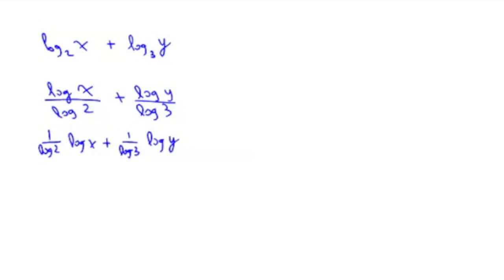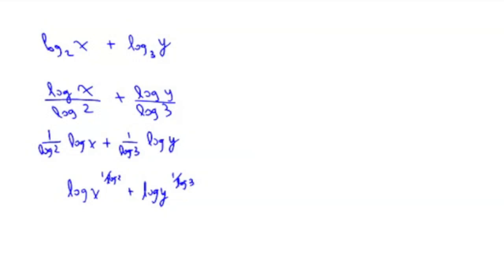Remember I said you couldn't do anything with it? I lied. Now, 1 over log of 2 is just a number. Where does it go? It goes up here, as the power. So this becomes log of x raised to the 1 over log of 2, plus log of y raised to 1 over log of 3.